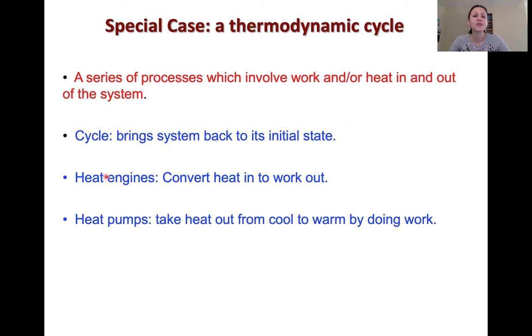There are two main applications of cycles: heat engines, which convert heat to work. Here, because we're returning back to the same state, we don't have a change in internal energy, but we have heat and work being done. So the purpose of a heat engine is you have some heat that you put in and that gets converted to work. Or a heat pump, where you take heat out from cool to warm by doing work. So it's getting heat out.